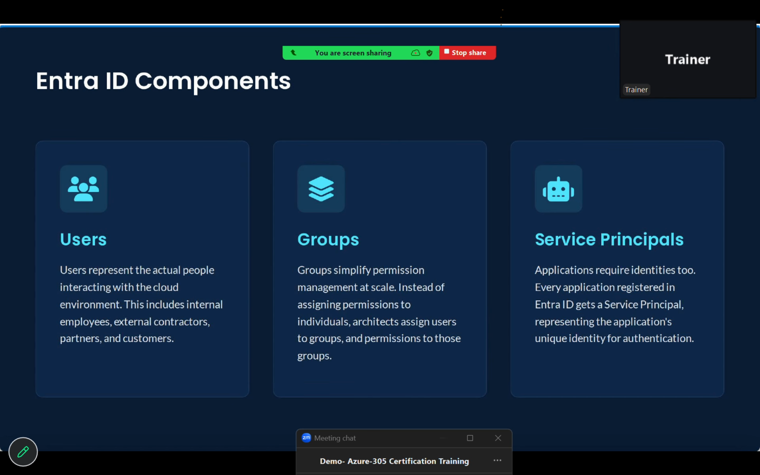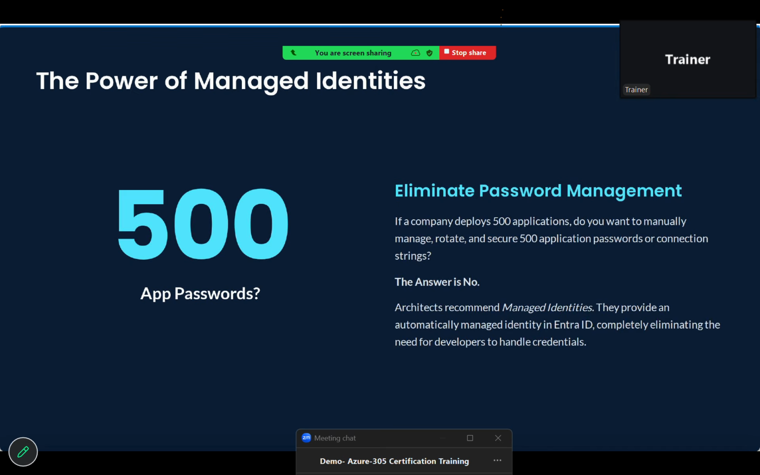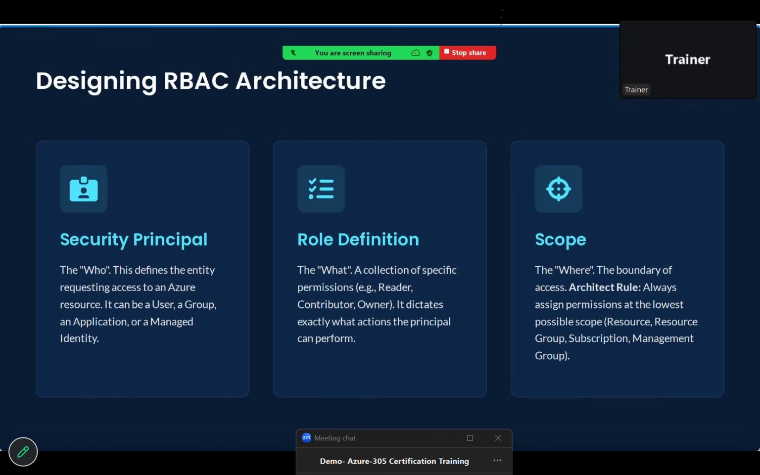Now we move to the RBAC architecture. Suppose now that the identity exists, we need authorizations, because authorizations answer different questions.